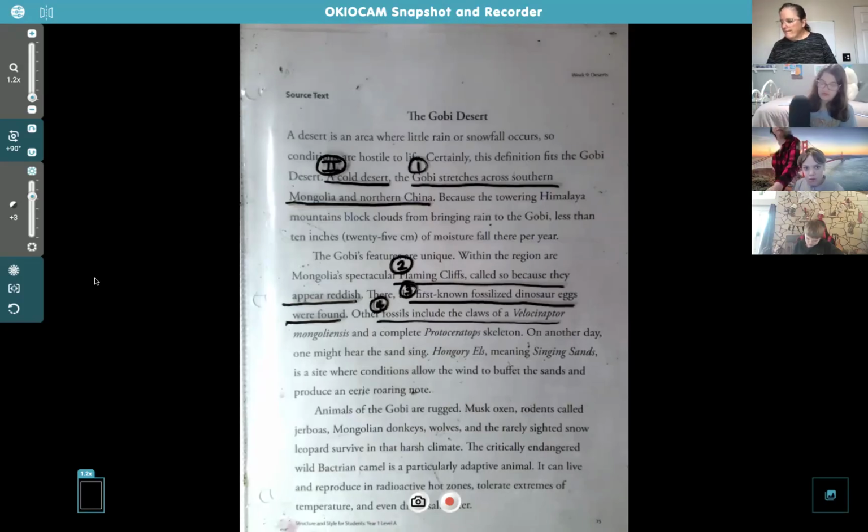And even drink salt water. Oh, okay, good. Now that one is talking about the Bactrian camel. So you probably need to underline that too, because the salt water goes with that animal.